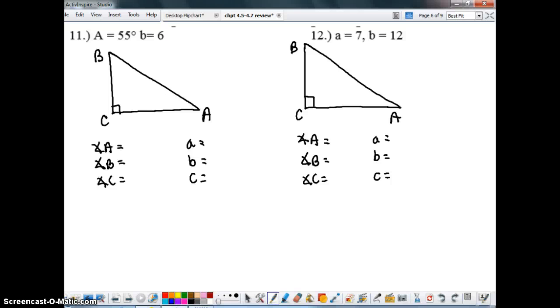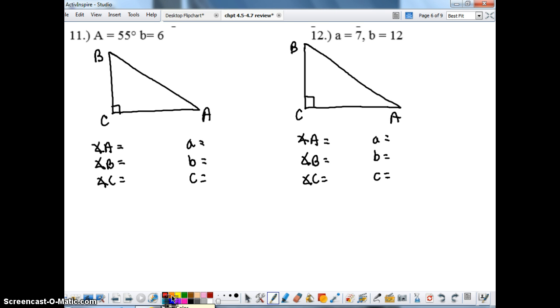This is pre-calc Unit 6 review for sections 4.5 through 4.7. This is going to be numbers 11 through 14. For these, you're solving the right triangles. There are 6 different attributes, 3 angles, 3 sides. I always have to give you 2 of something.